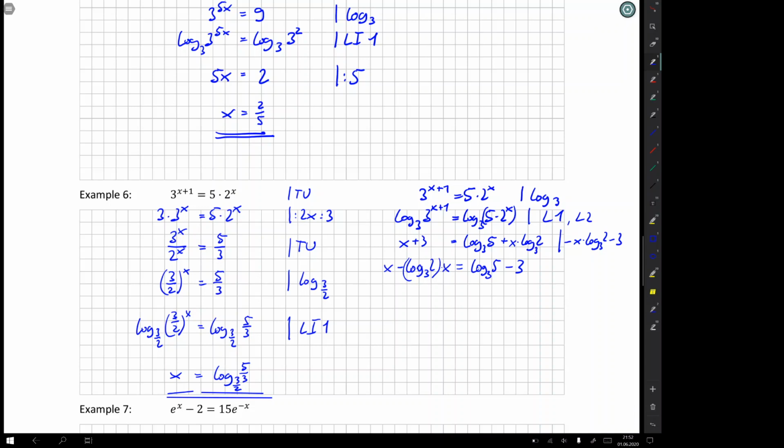So factoring out the x, I have 1 minus logarithm of 2 in base 3 times x equals logarithm of 5 in base 3 minus 3, and I get x equals logarithm of 5 in base 3 minus 3 divided by 1 minus logarithm of 2 in base 3.